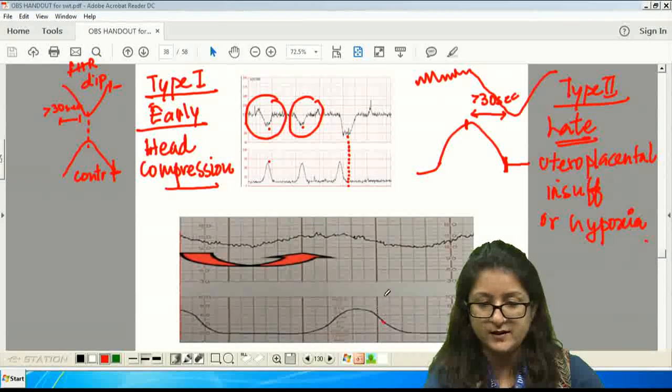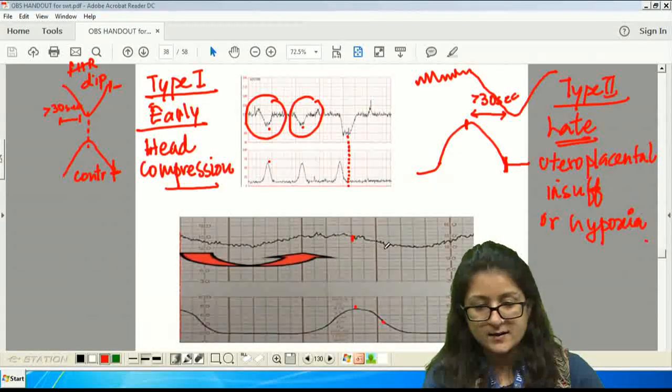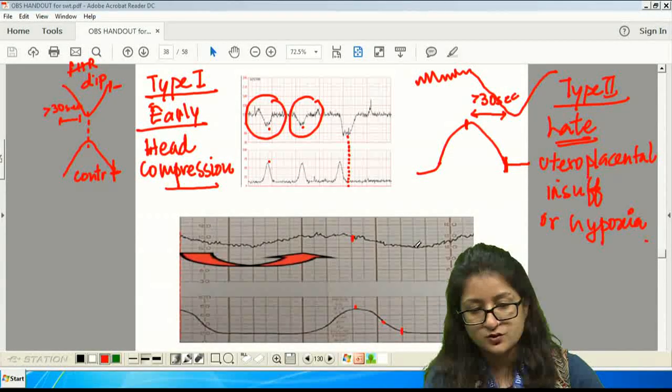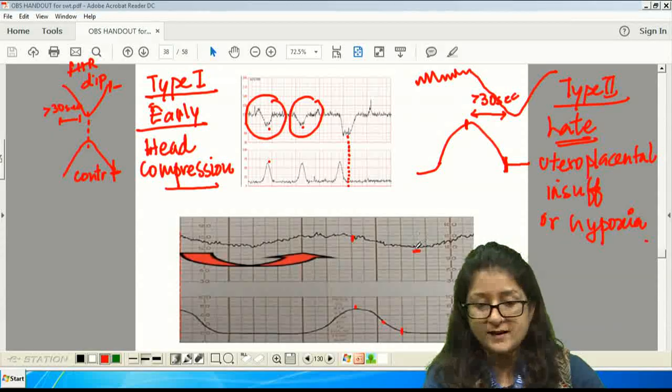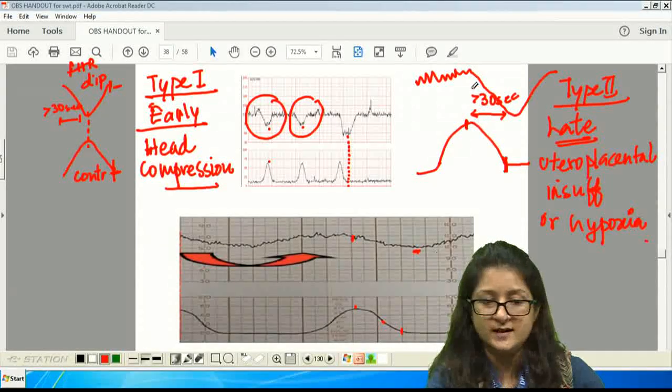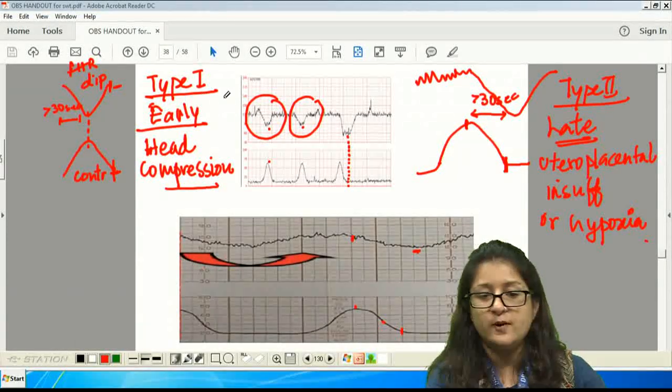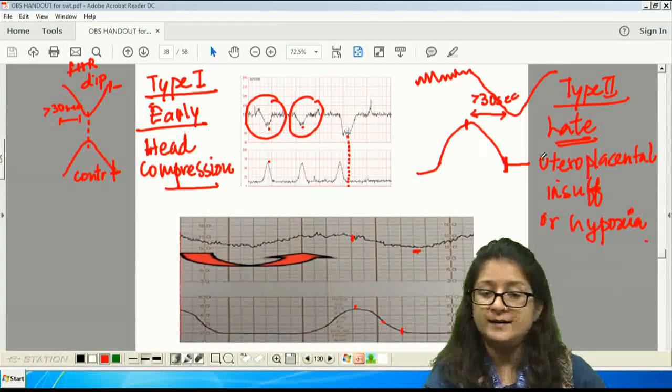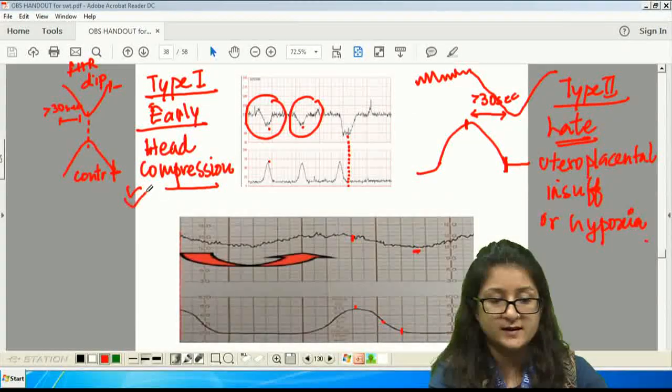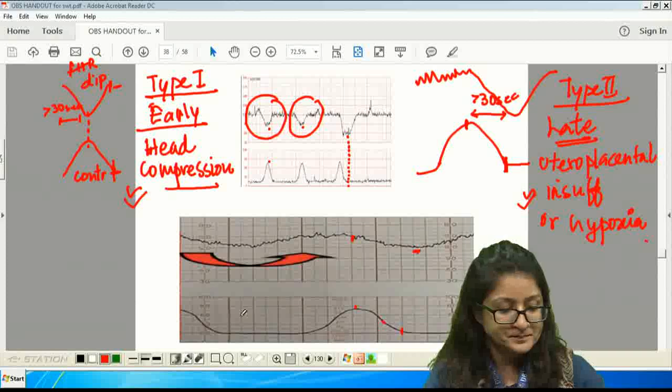This is the contraction here. With the peak of contraction, the fetal heart is okay, then it starts dipping. Once the contraction is over, it reaches the lower nadir of the deceleration. So there is a lag period. This is type 1 and this is type 2, early and late deceleration. Remember in which condition they are seen.